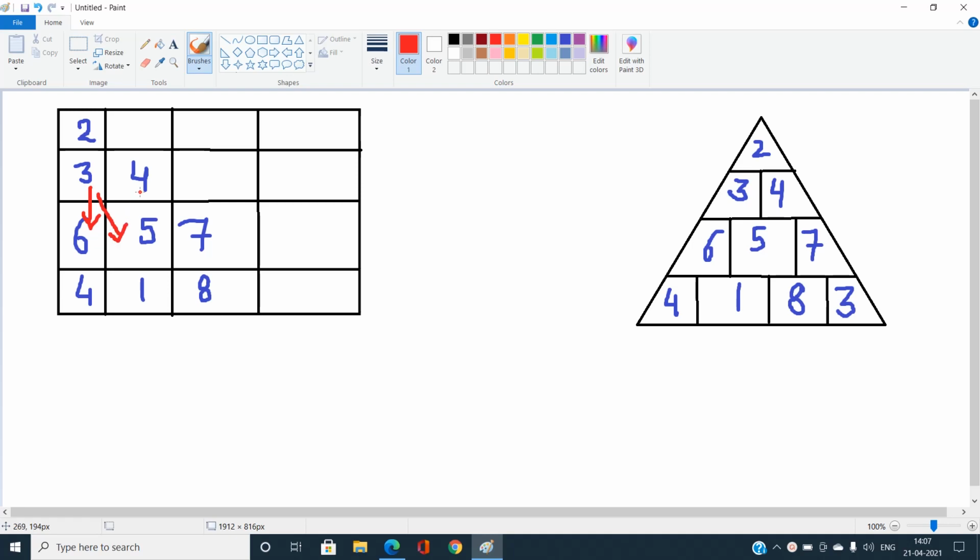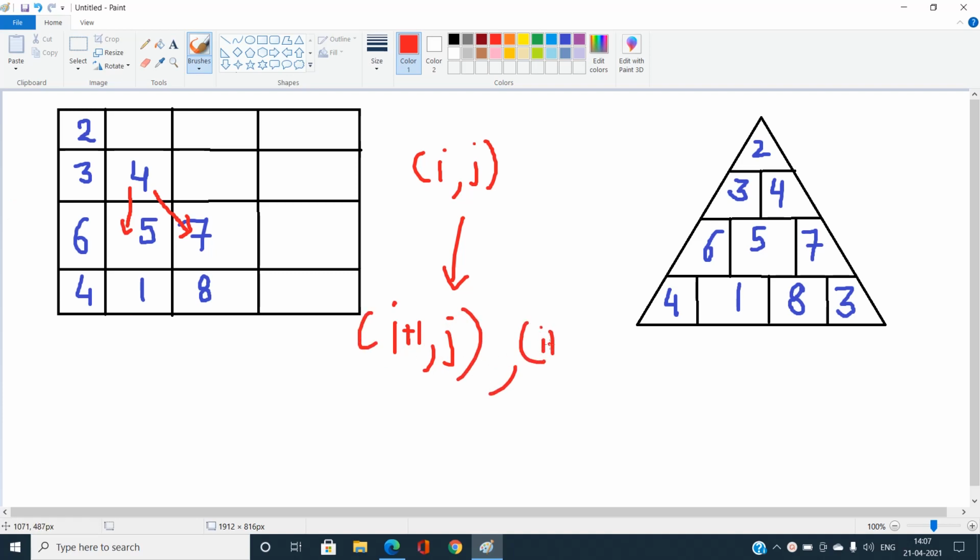Okay, so if you are at 4, you can go to the row just next to this one on the same column. And from 4 you can also go to the next column of the next row. So overall, if you are at i and j, let me write it down. You can either move to i plus 1, that is the next row with the column remaining the same, or you can move to i plus 1 comma j plus 1.